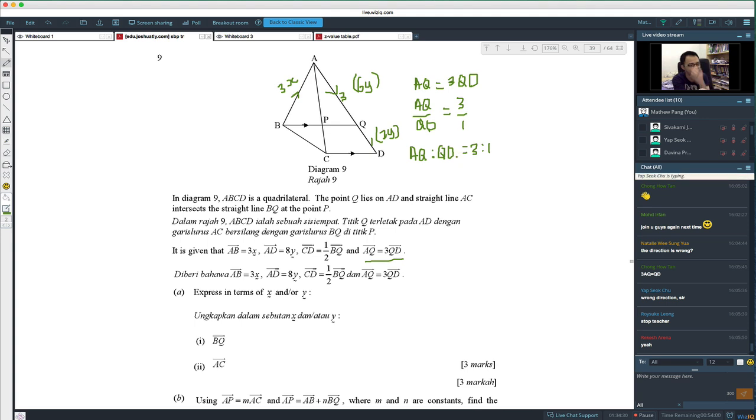What is that? AQ to QD. Oh, if this one is the ratio, the direction is not so important in terms of ratio. Okay, if somehow AQ and QD is the same direction, what? Why anyone says wrong direction? AD is 8y. Oh, that means the AB is wrong direction. Yes, I see it. Thanks for that.